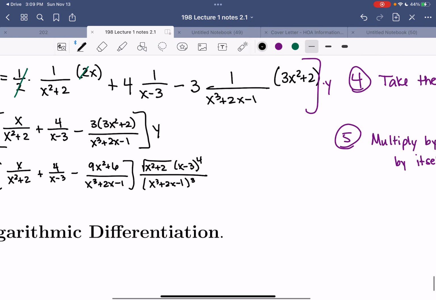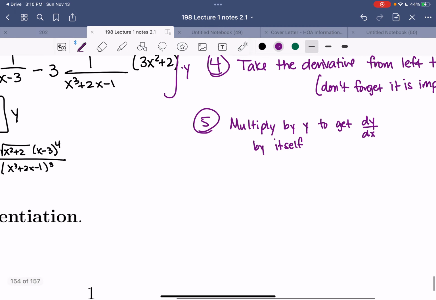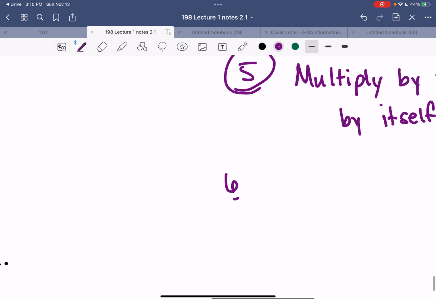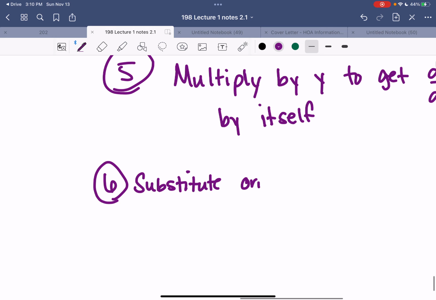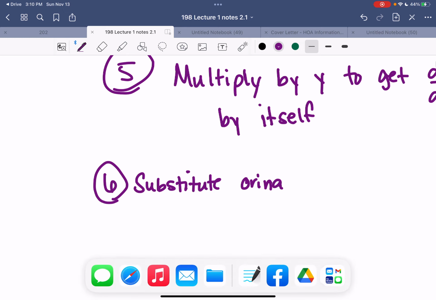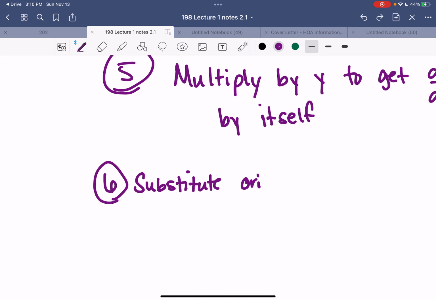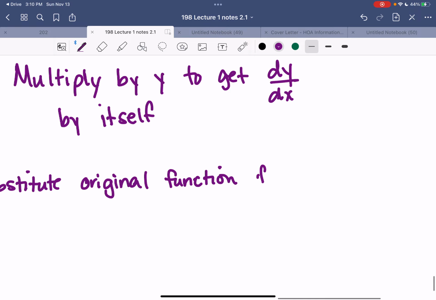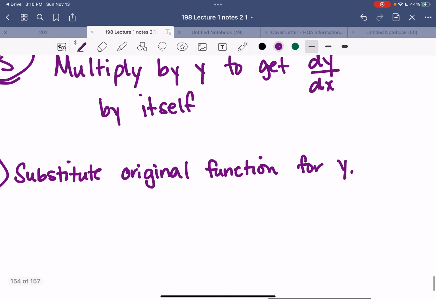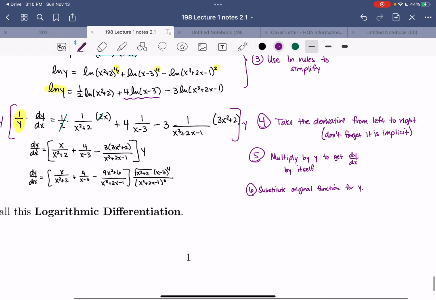Okay, and so my last step, step 6, we substitute the original function. Let's see if I can spell today. For your y. Okay, and that gives us our final answer.